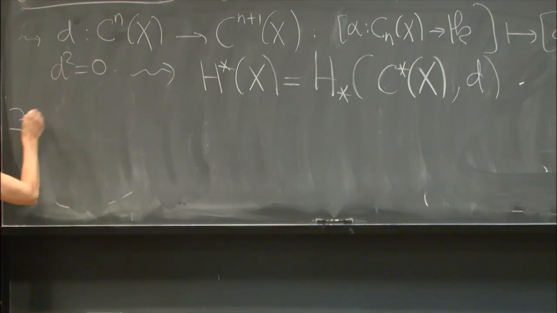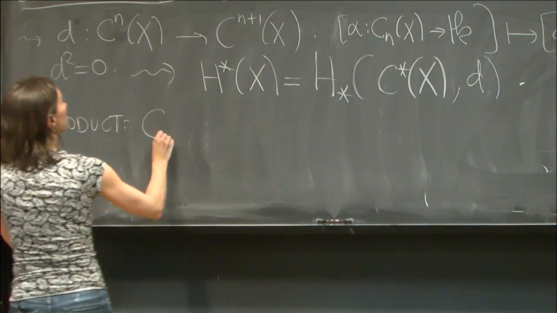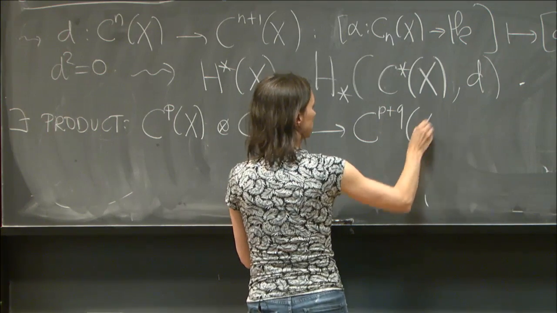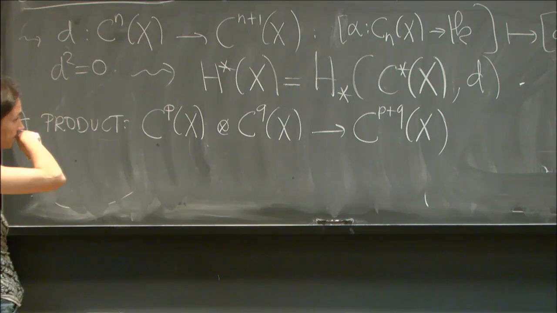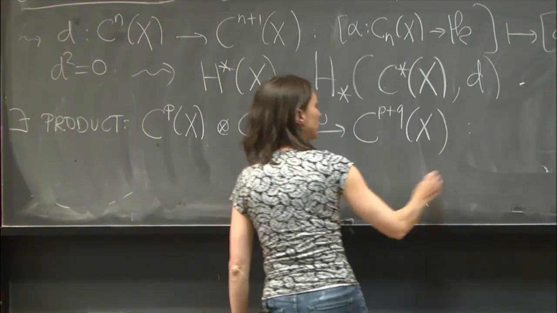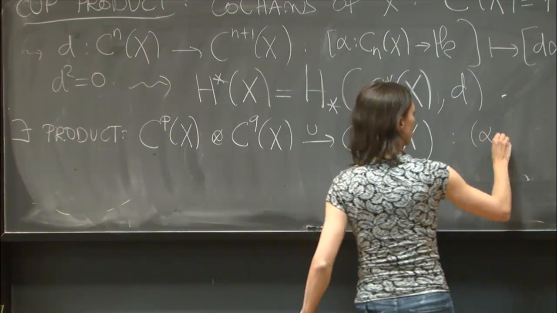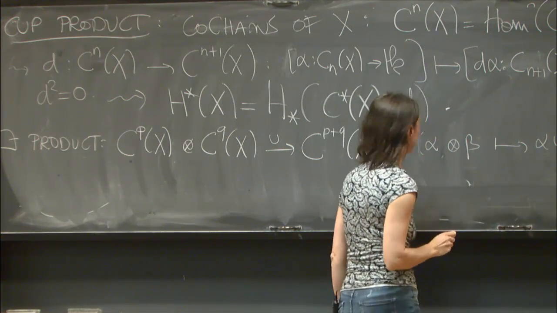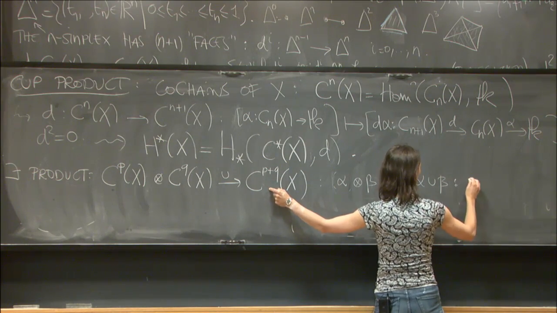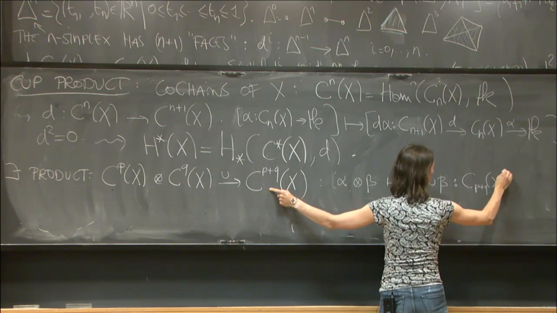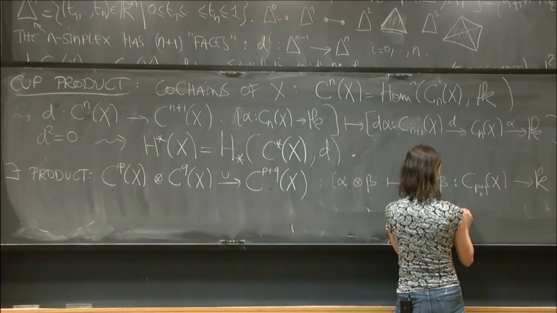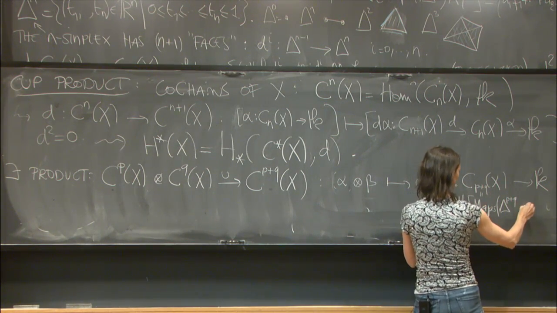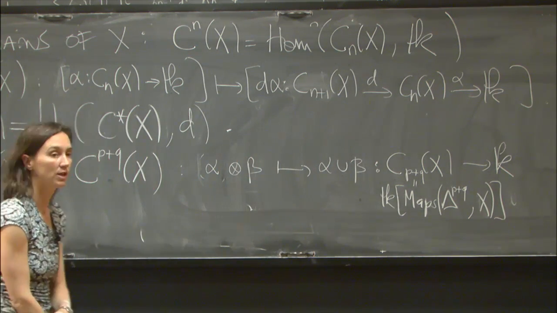So the cup product, there's a product that goes from C^P X tensor C^Q X to C^{P+Q} X. Okay, what does it do? Well, this is a cup product, I have alpha in here and beta, so alpha tensor beta, and I have to give you alpha cup beta. Okay, and alpha cup beta, it's an element here, so it's a map from C_{P+Q} X to K. Okay, but what is this? This was K maps delta^{P+Q} into X.